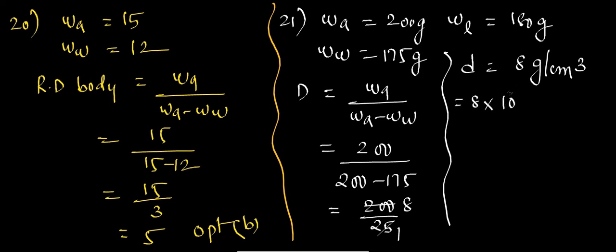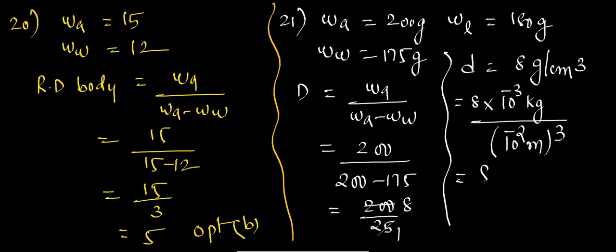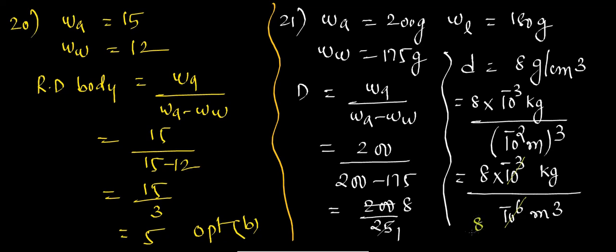1 gram is 10 to the power of minus 3 kg, right? Divided by 1 centimeter, which is 10 power minus 2 meters, cubed. So 8 into 10 power minus 3 kg divided by 10 power minus 2 taken 3 times. How much will you get? 10 power minus 6 meter cube. So what gets cancelled here? Minus 3 cancels, so you will have 8 by 10 power minus 3. Can I write it as 8 into 10 power 3?